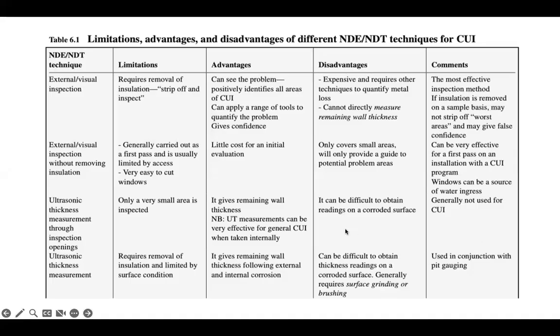And these are the disadvantages. It can be difficult to obtain thickness readings on the corroded surface. It generally requires surface grinding or brushing.